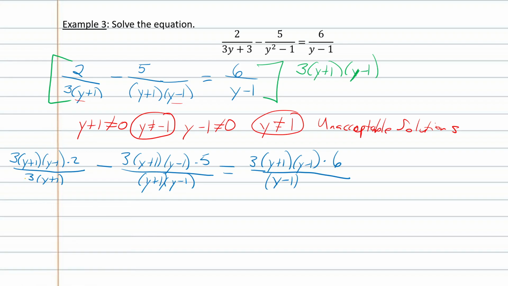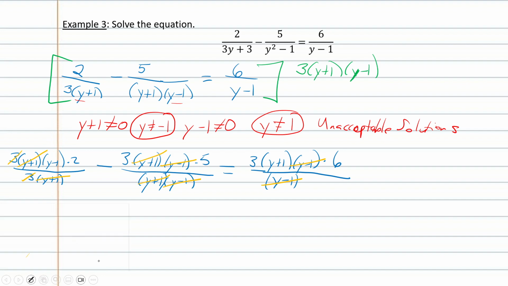Cancel it out with the orange. Okay, the y plus 1 cancels with the y plus 1 here, and the 3 also cancels. That's nice. The y plus 1 cancels here and here. The y minus 1 cancels here and here. And then the y minus 1 cancels here. Now I don't have anything in the denominator, and I can just go about my simplification and solve steps.